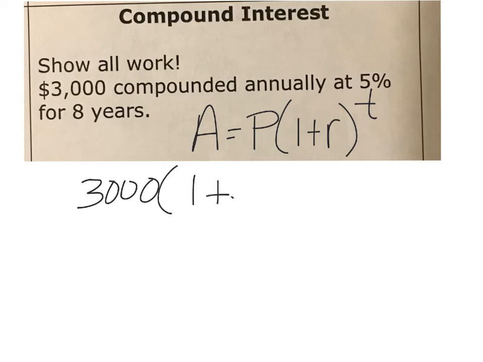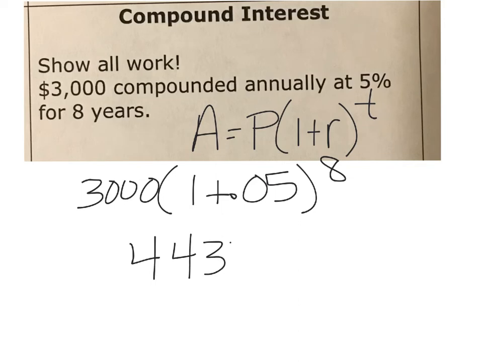3,001 plus 0.05 exponent of 8. And when you solve that, you should get $4,432.37.